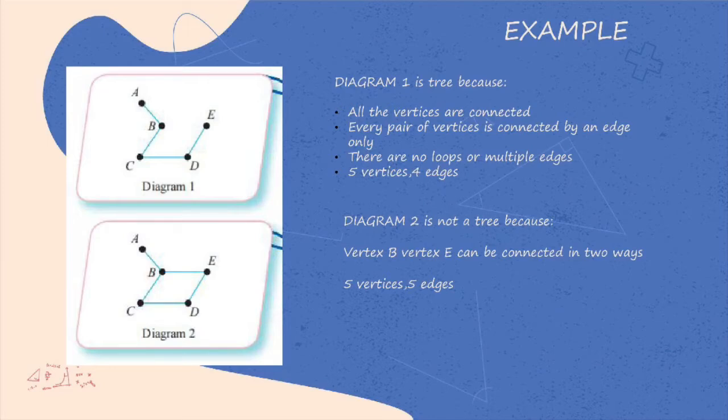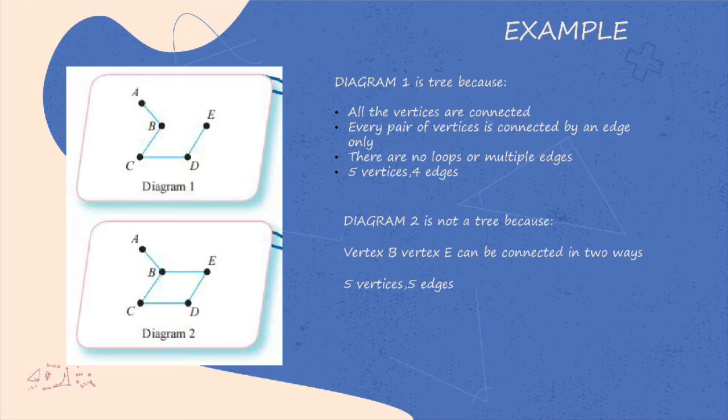Let's look at the example. There are two diagrams, diagram 1 and diagram 2. Determine whether diagram 1 and diagram 2 are trees. Let's look at diagram 1. Diagram 1 is a tree because, number 1, all the vertices are connected. Number 2, every pair of vertices is connected by only one edge. Number 3, there are no loops or multiple edges. Number 4, there are 5 vertices and 4 edges.